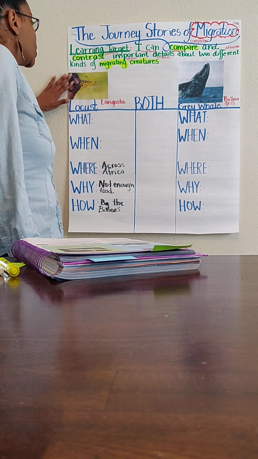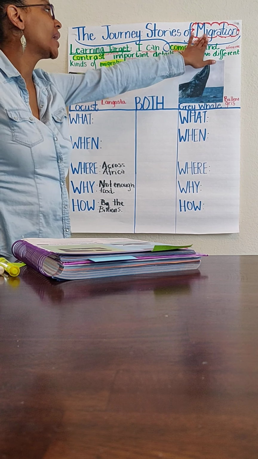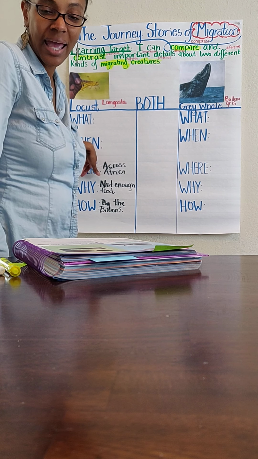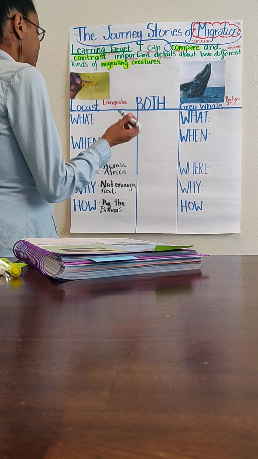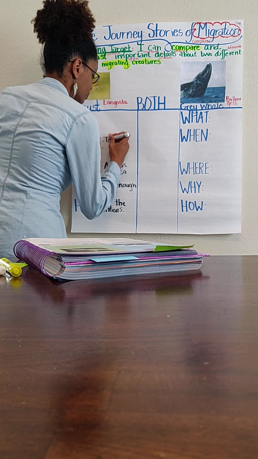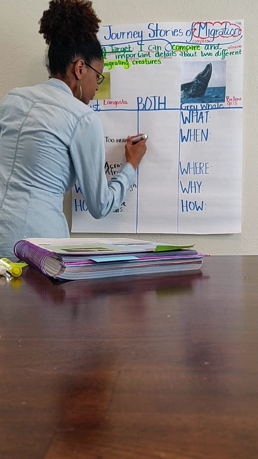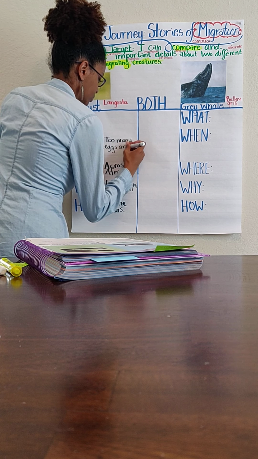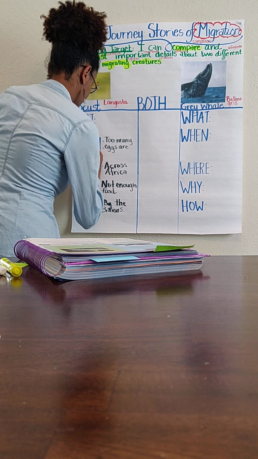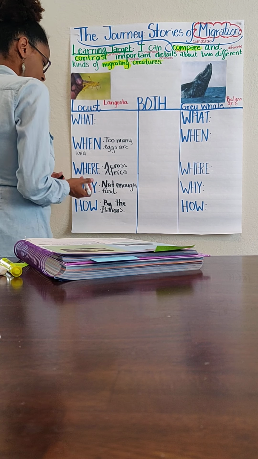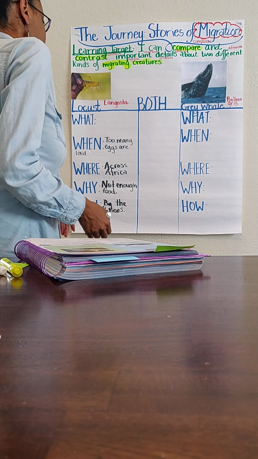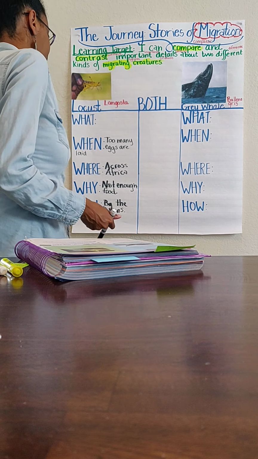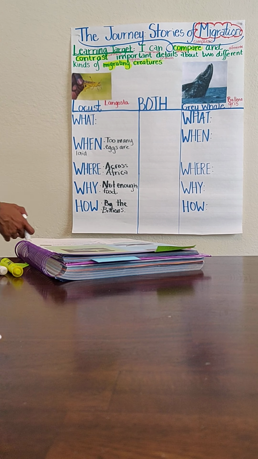So here we just learned that locusts migrate when too many eggs are laid. Okay. So we learned when they migrate. They migrate when there are too many eggs laid.